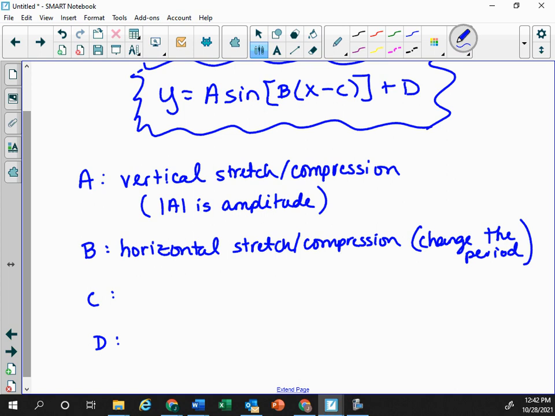All right, guys, what do you think C is? Yeah, that's your horizontal shift or transformation. It's also sometimes called a phase shift with trig graphs.